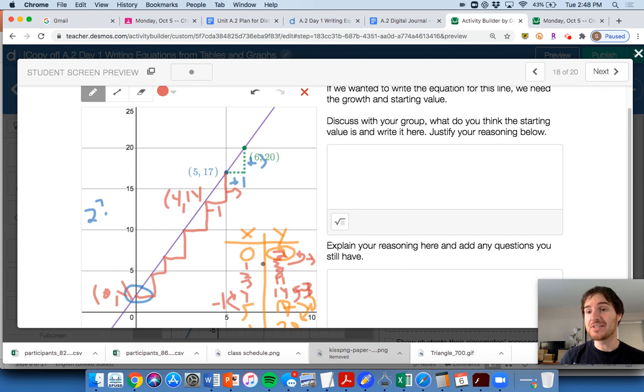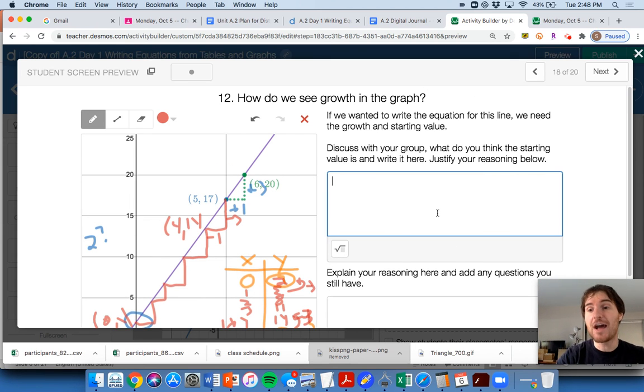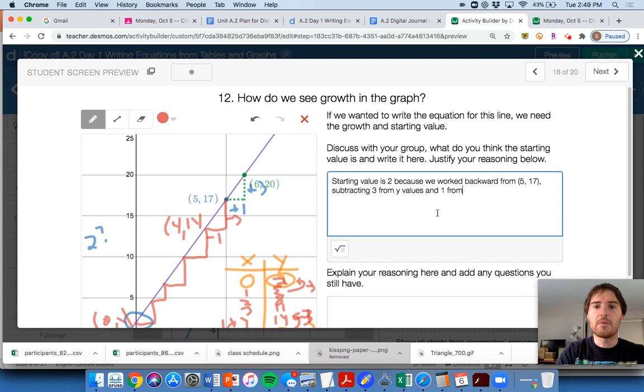So to recap, I'd probably set up a table. That's what I do. I put the 2 points in the table, use my growth number, and then I work backwards to get my y-intercept. That's how I do it now. There's going to be a faster way I'm going to teach you later this year. Starting value is 2, because we worked backward from 517, subtracting 3 from y values and 1 from x values each time until we got to 0, 2.